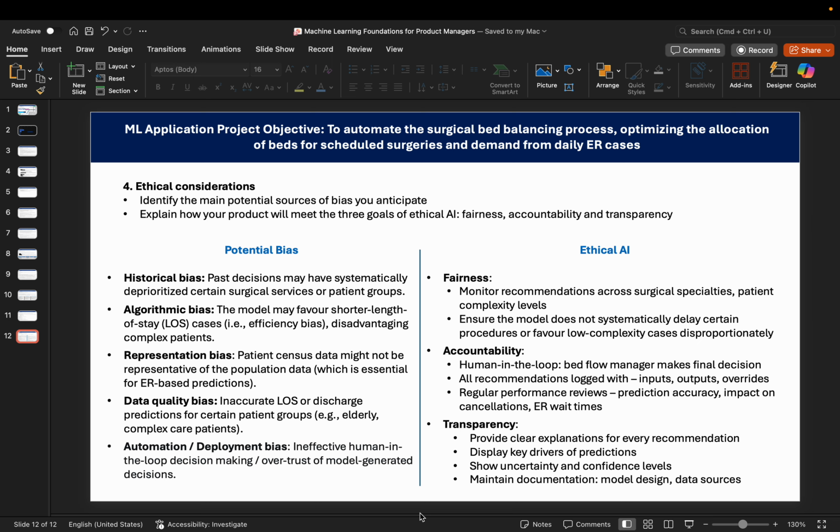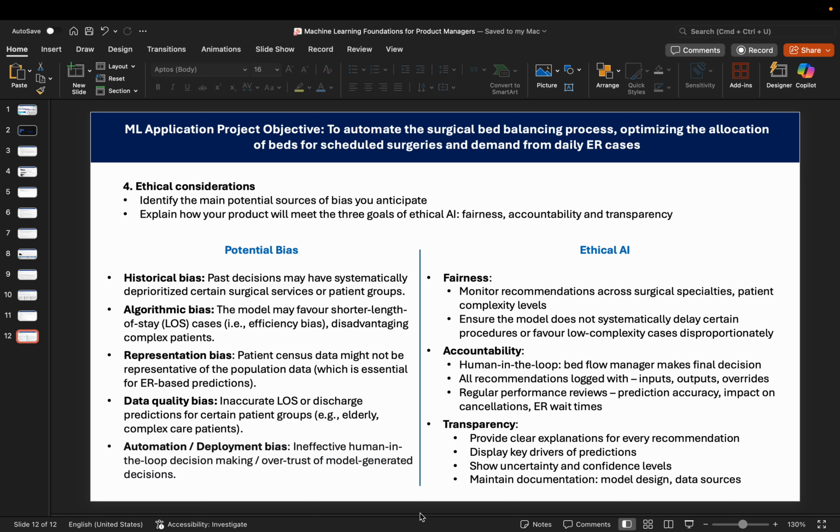In terms of ethical AI, fairness, model recommendations across surgical specialties and patient complexity levels would need to be monitored. Ensure the model does not systematically delay certain procedures or favor low complexity cases, as we talked about. In terms of accountability, a human in the loop, the bed flow manager should be the one making the final decisions and consult with the necessary surgical teams.